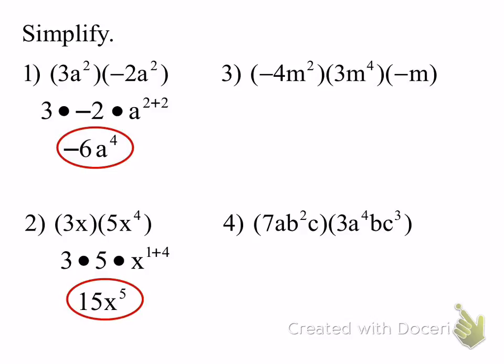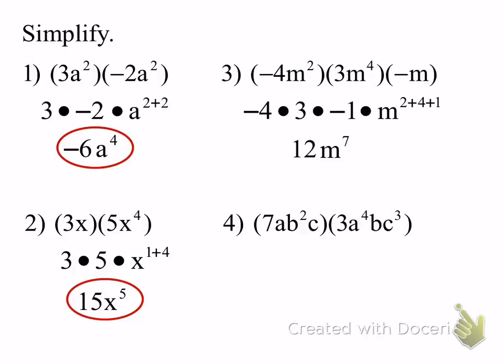What's getting multiplied, Ethan? -4, 3, and -1. Good. And then what about for the variables? What am I doing? Plus the 2nd power, plus the 4th power, plus the 1st power. Good. And what is it simplified to? So 12 m to the 7th power. And I don't need you to say times m. When it's next to it, it means times. Okay. 12 m to the 7th power.